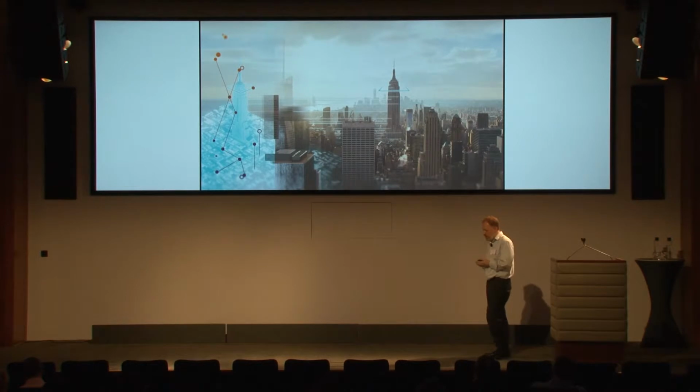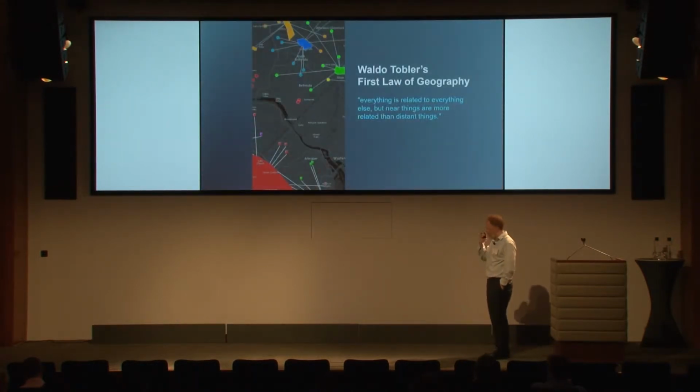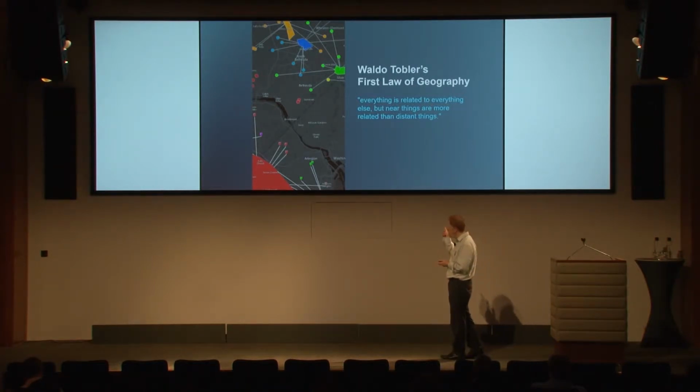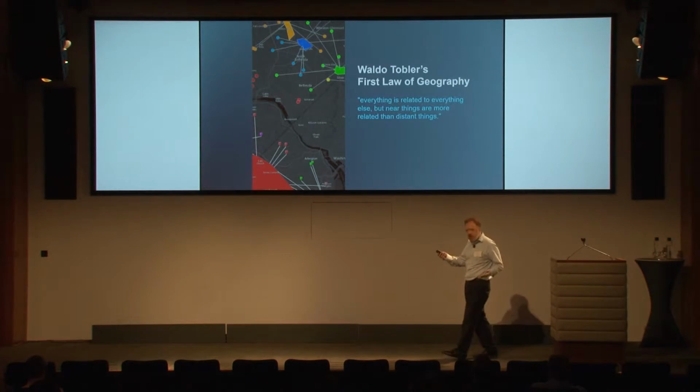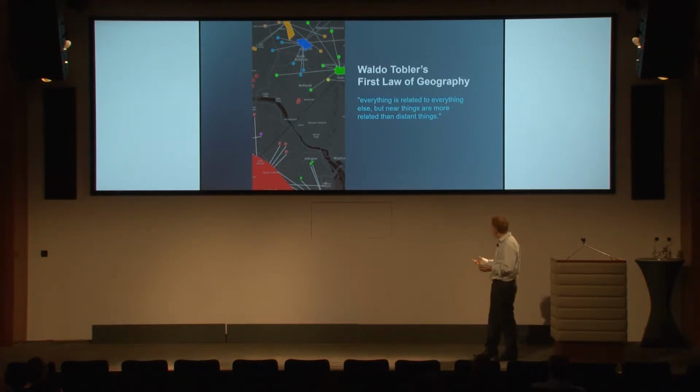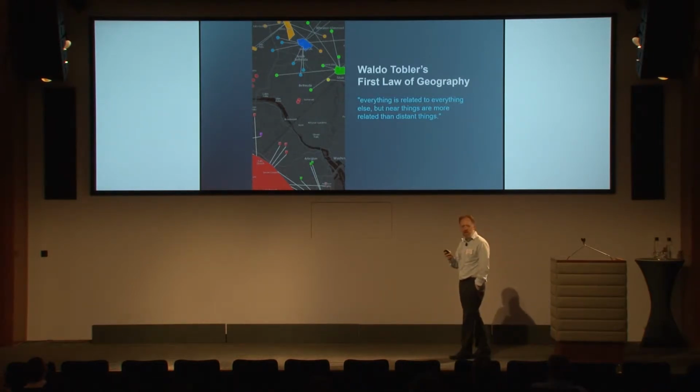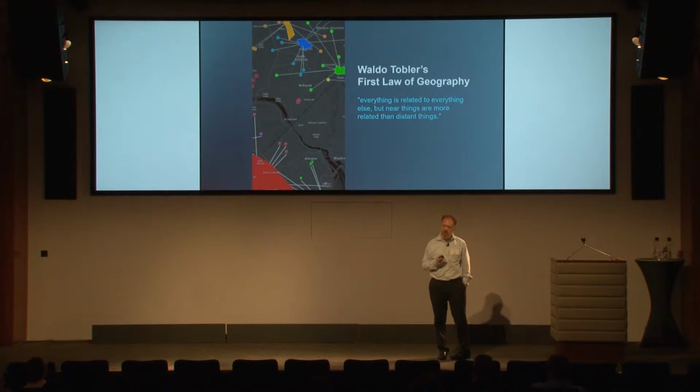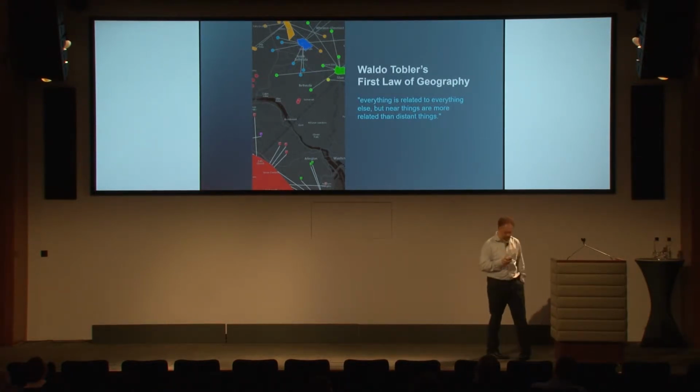And a lot of that information has a spatial aspect to it, which I guess brings me back to geography and the relationships between things. So the first law of geography: everything is related to everything else, but near things are more related than distant things. And actually, spatial analysis is about understanding those relationships and then using those relationships to make decisions and to predict what's going to happen in the future.